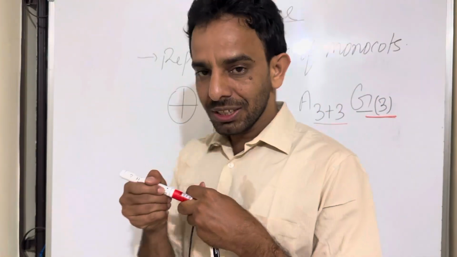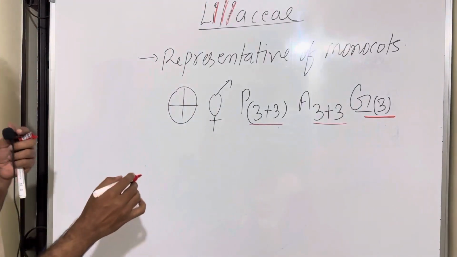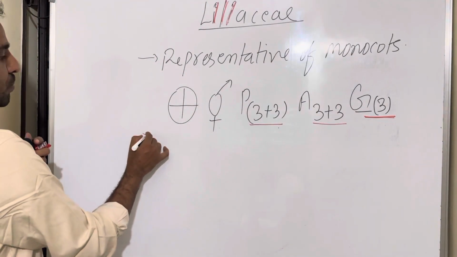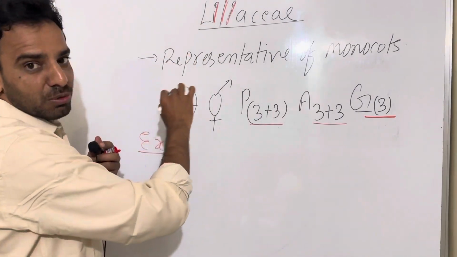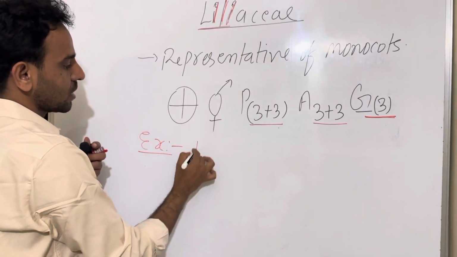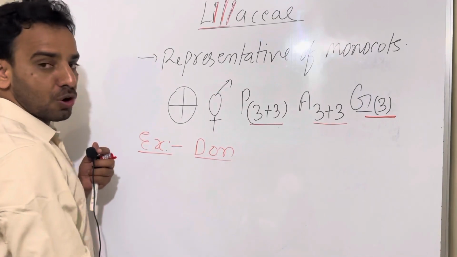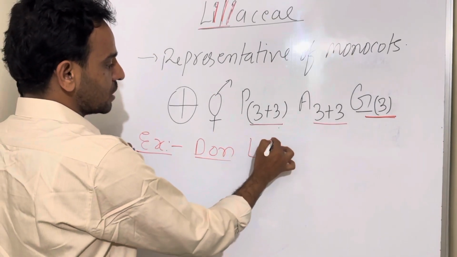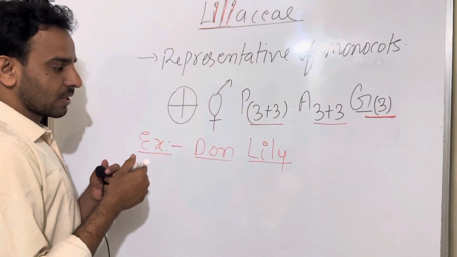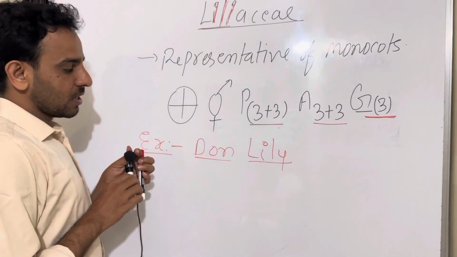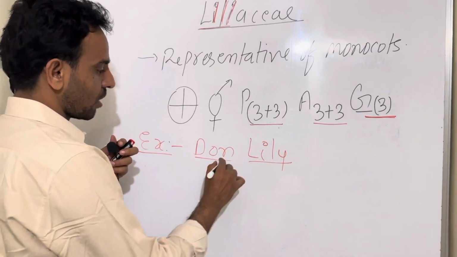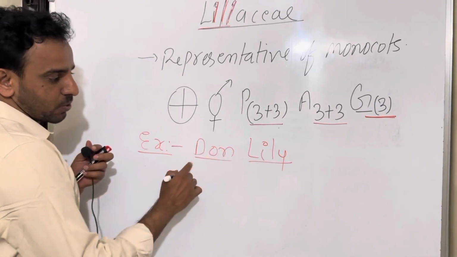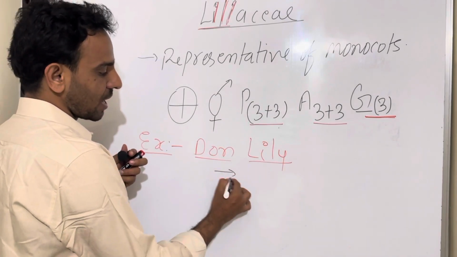Then what are the examples of this? How can you remember examples of this? We can remember this from a mnemonic. Let's say there is a Dawn. There is a Dawn Lily. And if she is Dawn, then she would do things as per her wish.